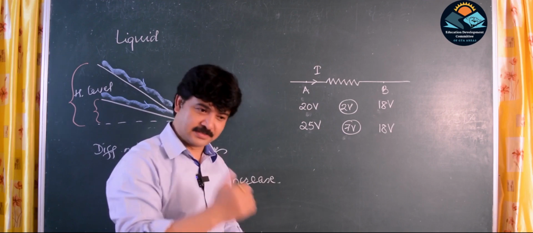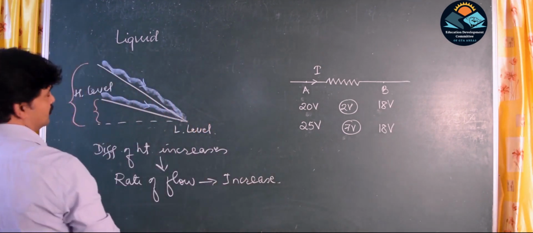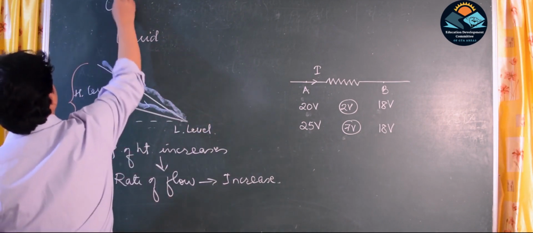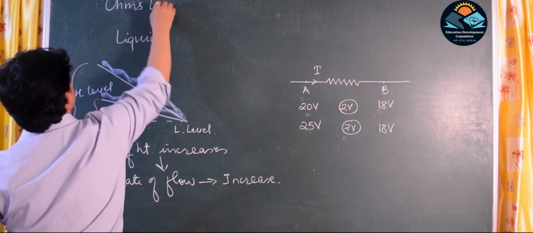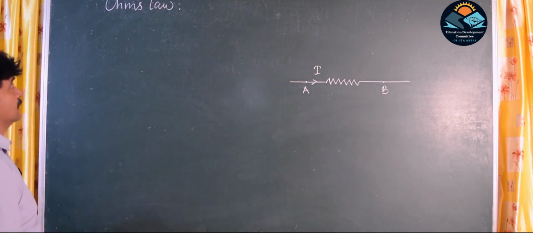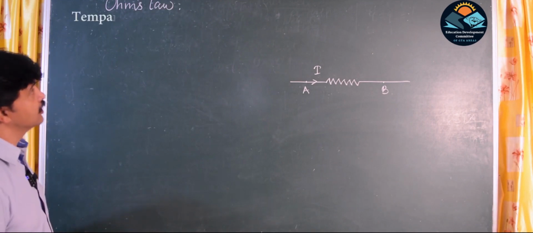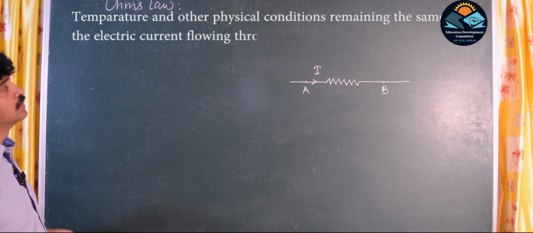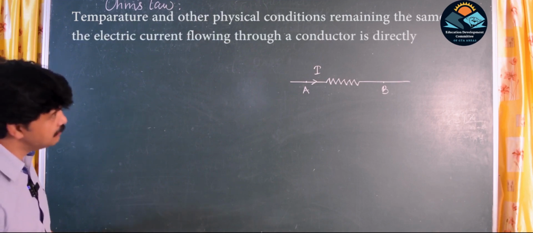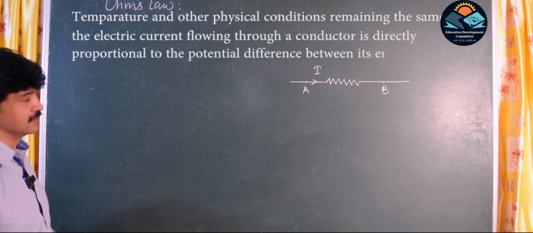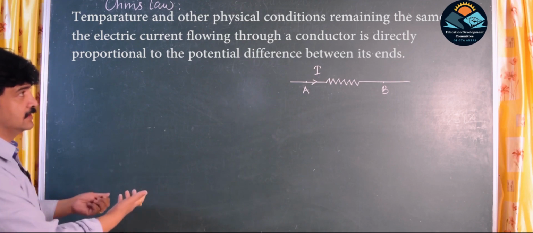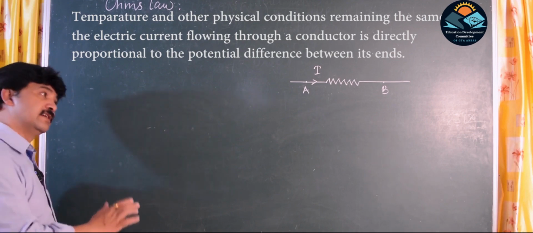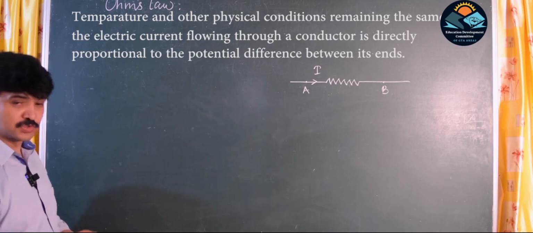also decrease. So that is actually given by one of the most important laws in this particular chapter, and this is known as Ohm's law. The law states that, temperature and other physical conditions remaining the same, the electric current flowing through a conductor is directly proportional to the potential difference between its ends. So it means the same thing, isn't it? As we increase the potential difference, current will also increase, and as we decrease the potential difference, current will also decrease.